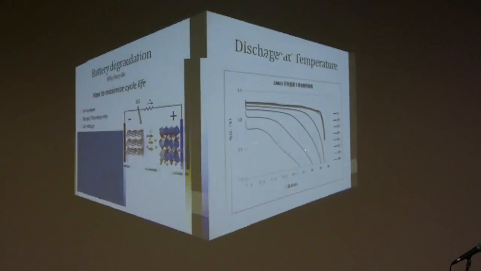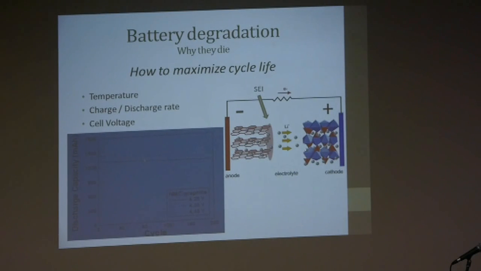I found a graph on the internet where they did tests on a certain type of lithium battery, and they charged them up to a certain voltage. This is the discharge capacity in milliamp hours. It was just a small battery they tested with, but the chemistry is the same. And this one here, they charged them up to 4.25 volt.